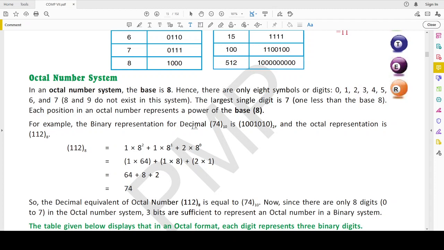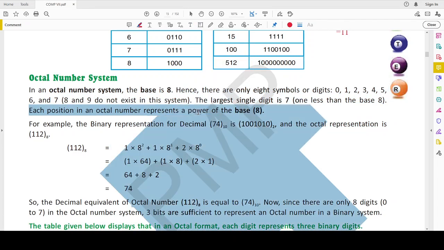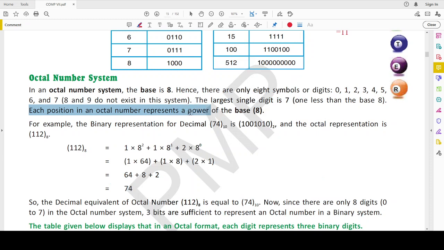The binary representation for the decimal number 74 is this, and the octal representation is 112. So we will see whether 112 is equal to 74 or not. Why? What is written? Each position in an octal number represents a power of the base 8.